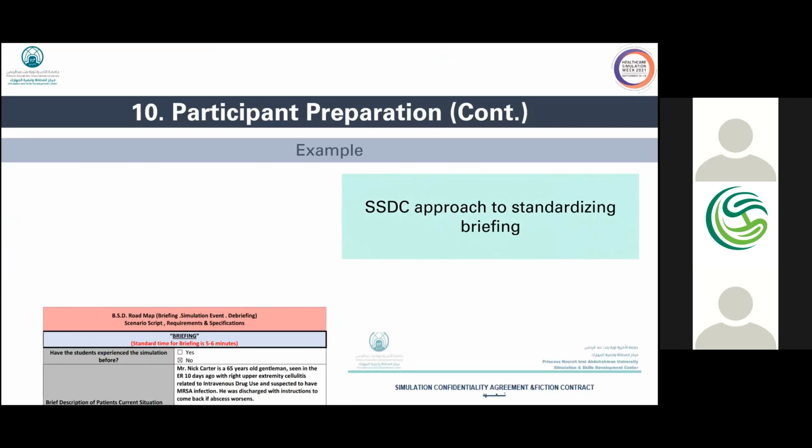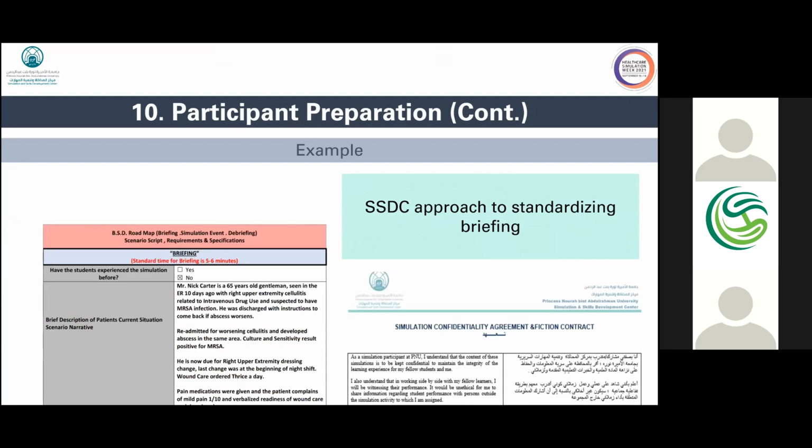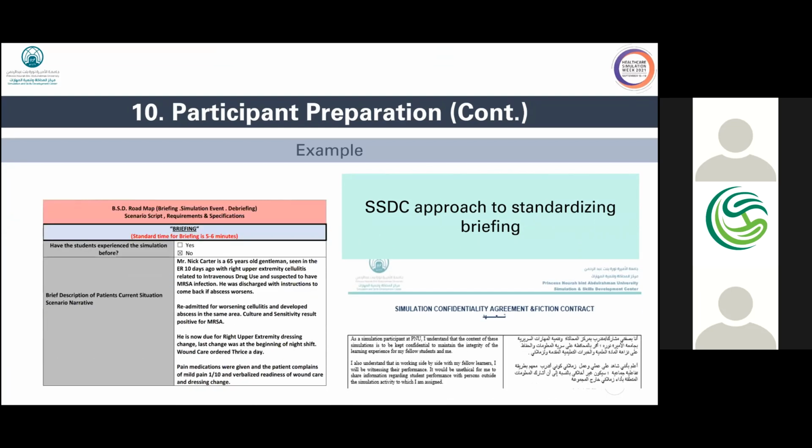So in our center, we have a standardized approach to briefing. In our template, we added the section on briefing, and we added detail on the time itself, how much time is suitable, and if the students have experienced a simulation before or not. This will be helpful for the educator team and the SSDC team to do the briefing and the orientation more thoroughly. Rather than 5 to 6 minutes, it will be more extended depending on the scenario.